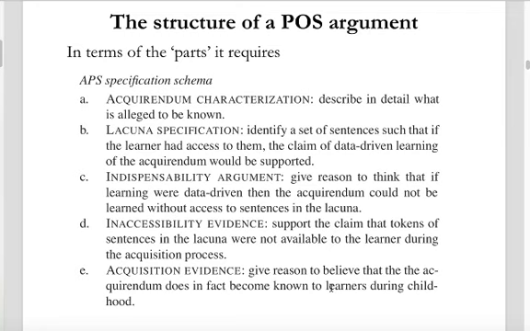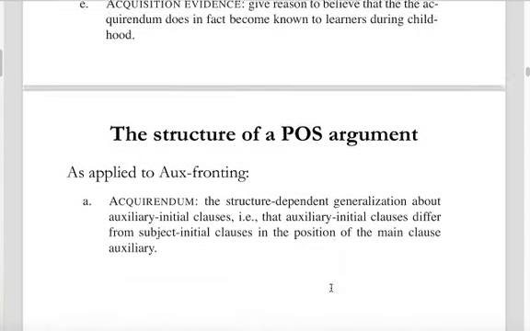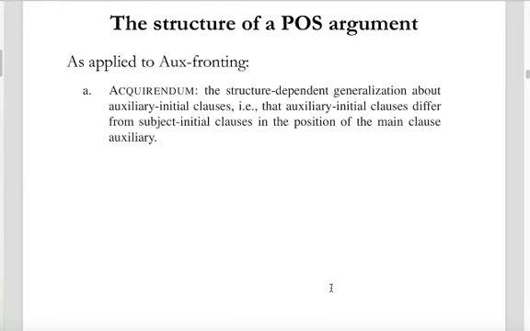And so I'm going to mostly ignore those, except to point out that, yeah, there's some sloppy poverty of the stimulus arguments out there. But the most interesting one, to my mind, that they take on here is this auxiliary fronting argument, because it seems to me to be one of the stronger poverty of the stimulus arguments. Here's how they apply these categories or these specifications to that argument.